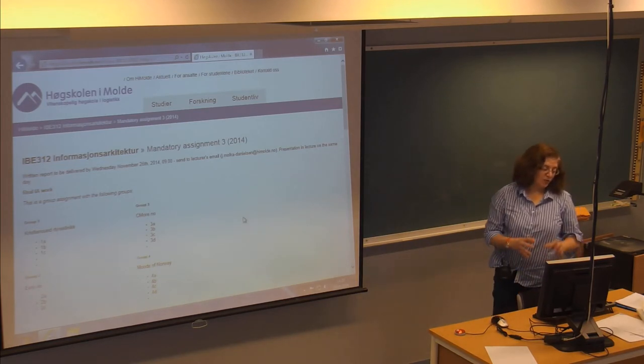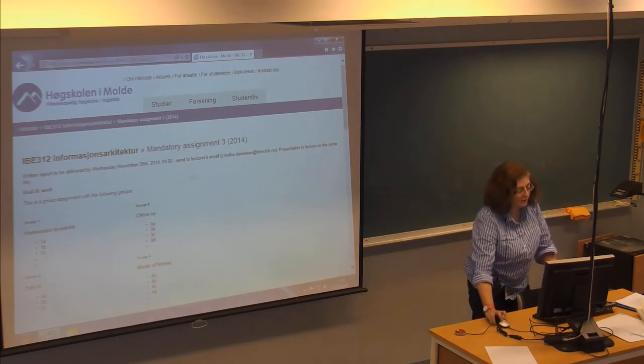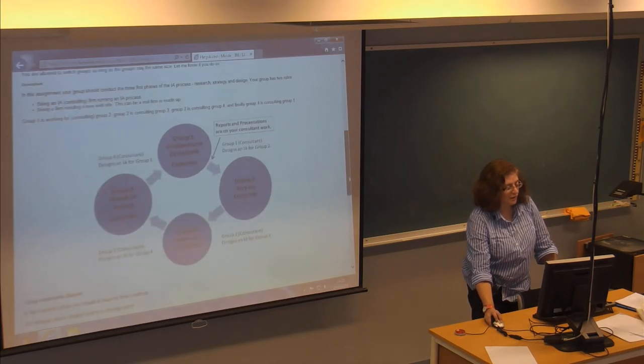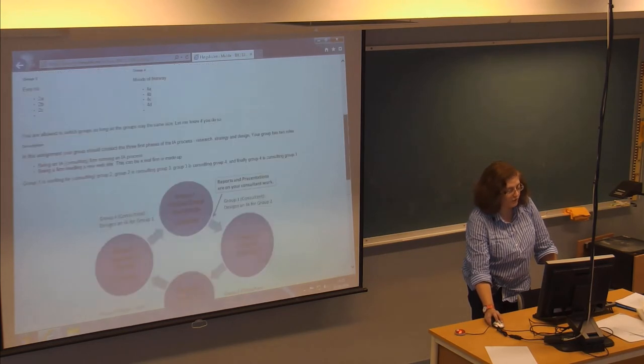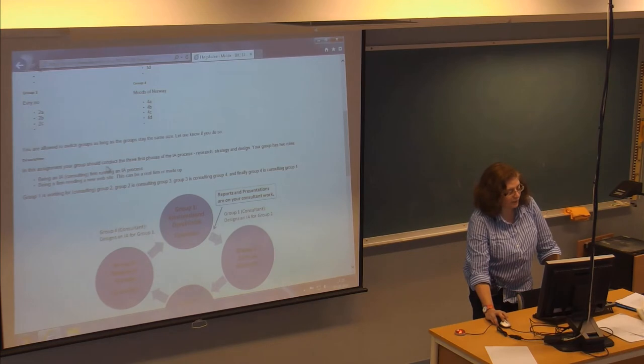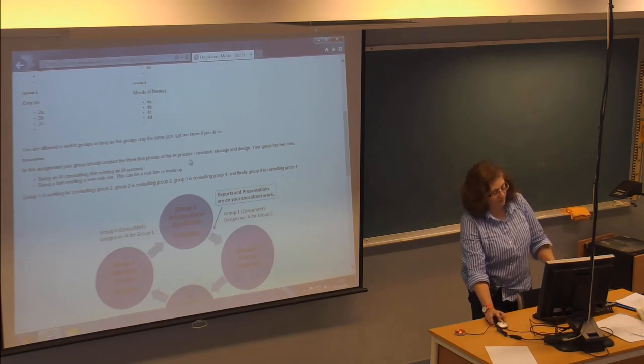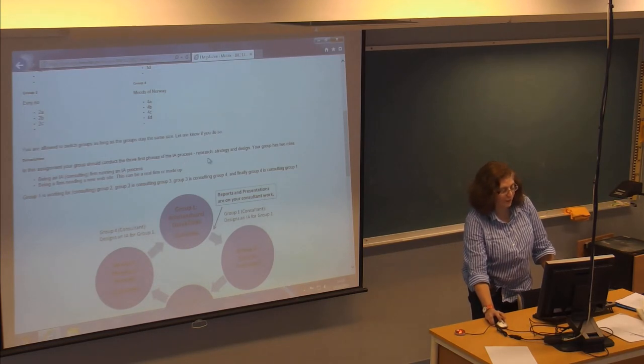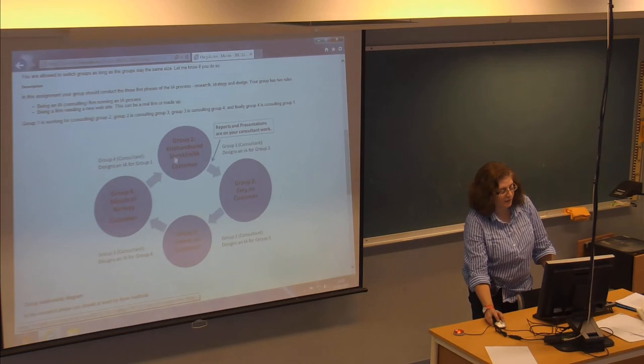On November 26th you'll be broken up into four groups, and you'll be interacting as groups, and this explains the project. It says in this assignment you should conduct three phases of an information architecture process: research, strategy, and design. Your group has two roles, being an information architecture consulting firm running an IA process and being a firm needing a new website. So when you are the firm, you're going to interview this group, and if you are this firm, this group is going to interview you. So you're going to have to interview each other. When you're this one, you interview that group, and when you're this group, this group interviews you.